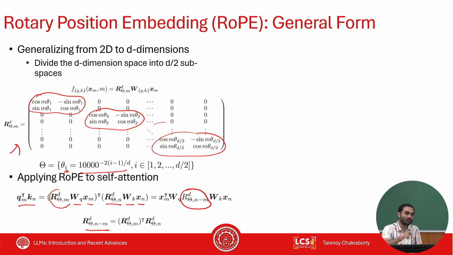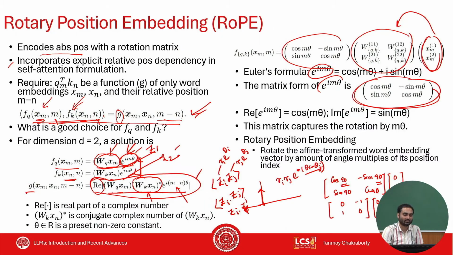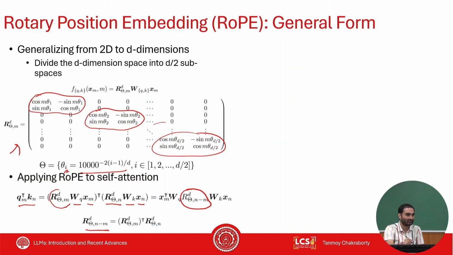Okay, so when we do self attention, you basically preserve the relative information. So the statement that I mentioned earlier incorporates explicit relative position dependency in the self attention formula. Encoding absolute position with the rotation matrix is there. So the rotation matrix takes care of this m and n. When you do self attention, you see the relative position is preserved.